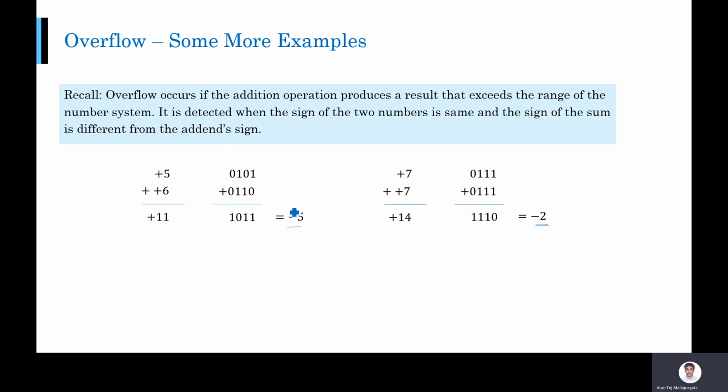So sign of the sum is different from the addend sign. These are positive, but you are getting a negative sign. So obviously an overflow has occurred. Similarly here, both these are positive, but you are getting a negative value. So clearly this is an overflow. That is the second point that I was talking about. You take another example, -8 plus -8. Now -8 plus -8, you can do that, right?